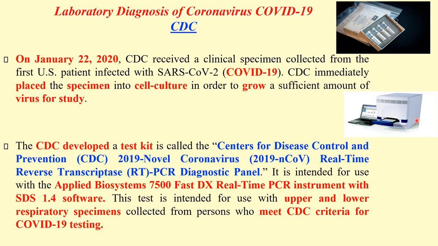So this is the instrument, the Applied Biosystems 7500 Fast Dx real-time PCR machine, which can be used with this designed CDC RT-PCR kit for the diagnosis of infection with coronavirus COVID-19.